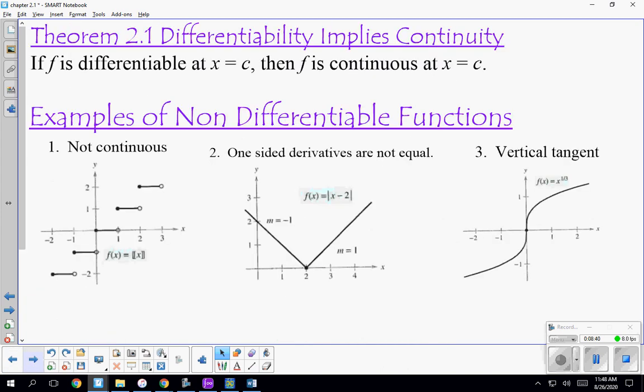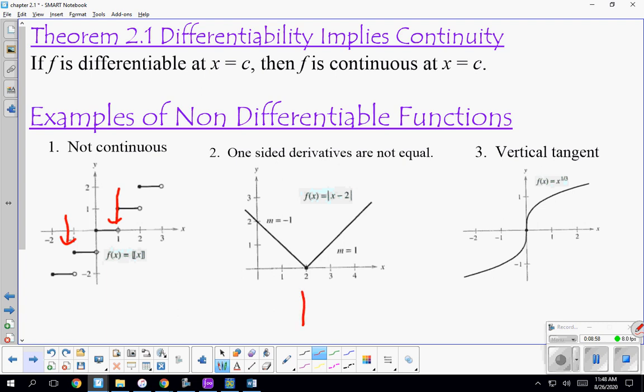So just to show you real quick, differentiability: if it's differentiable, it has to be continuous. So here's some examples of things that are not differentiable. This guy is not differentiable at every point because there are lots of places here where it's not continuous. So this guy is not differentiable.